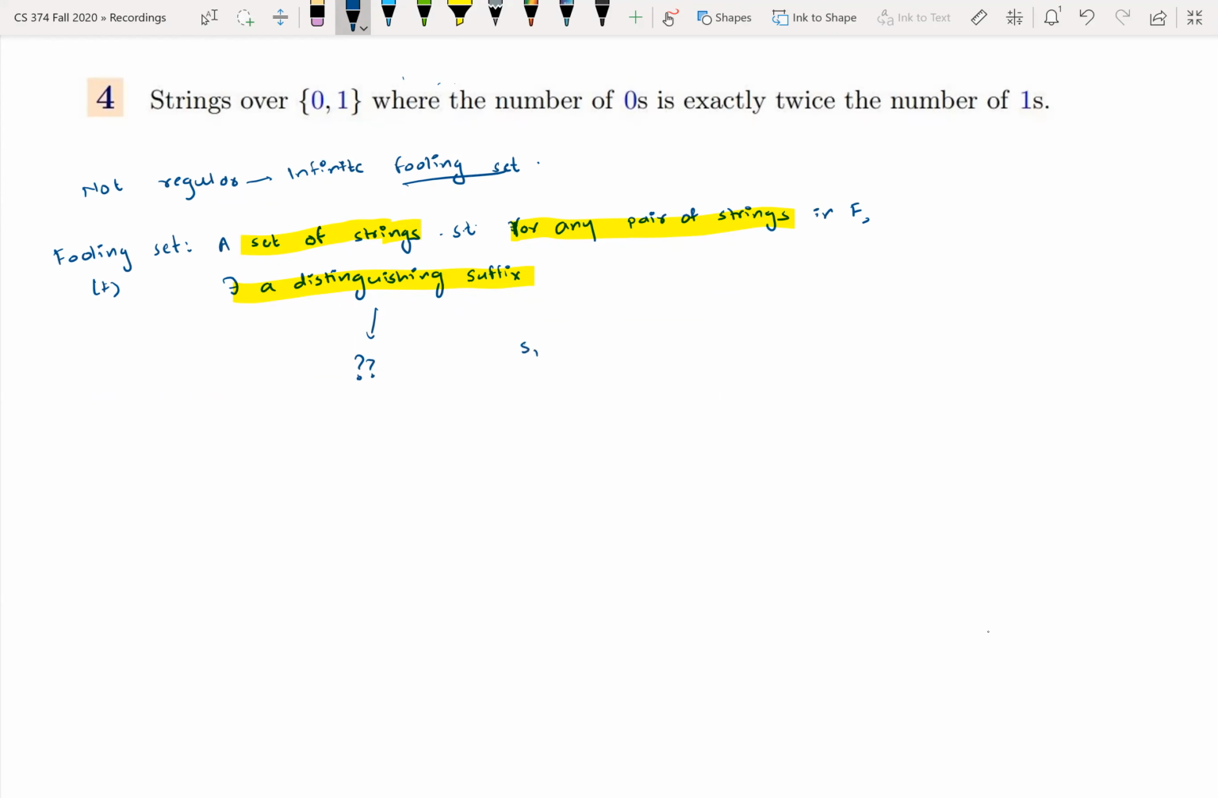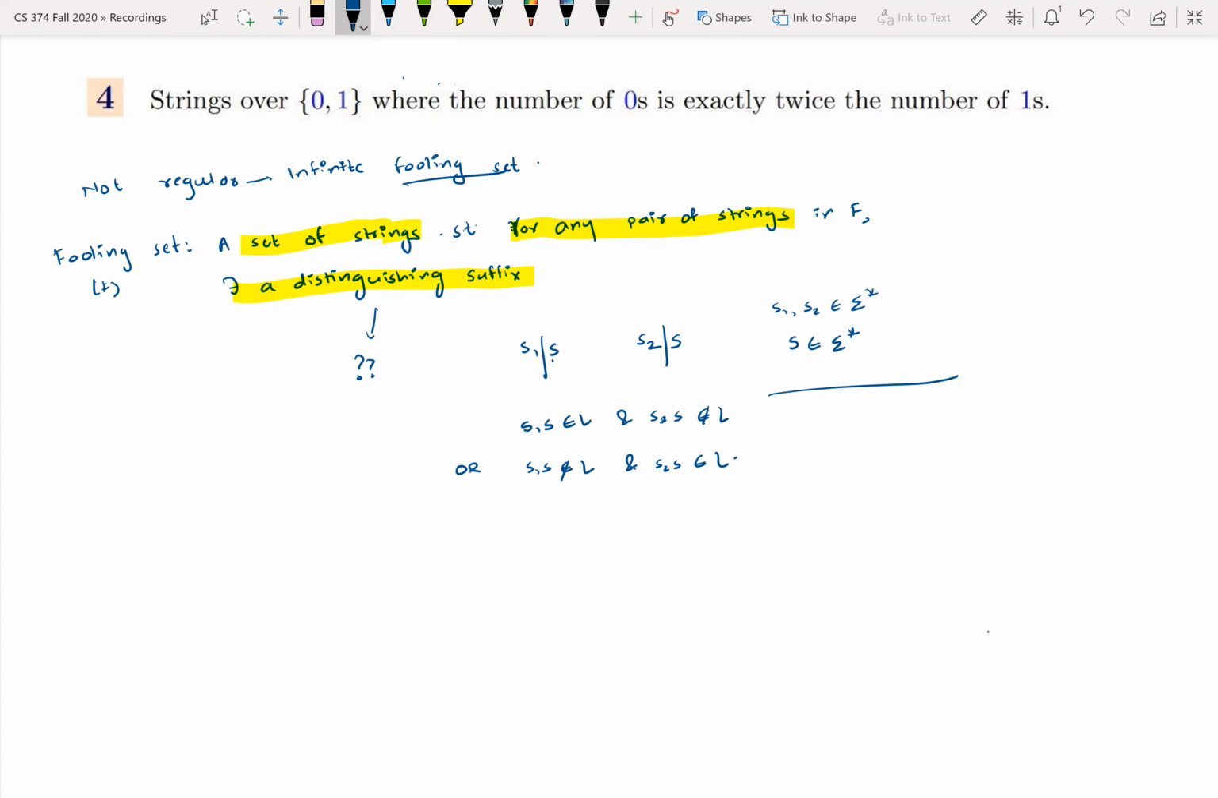If I give you two strings s1 and s2, a distinguishing suffix s is a string such that, if s1 and s2 belong to sigma star, then s is a distinguishing suffix if s also belongs to sigma star, and s1s belongs to L and s2s does not belong to L, or s1s does not belong to L and s2s belongs to L.